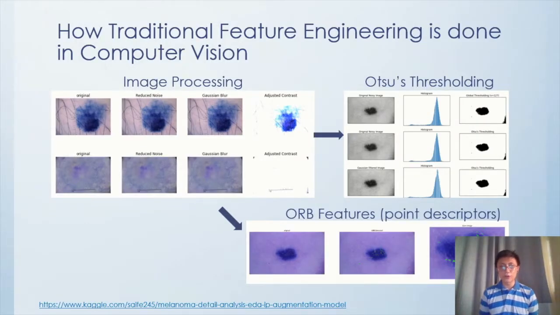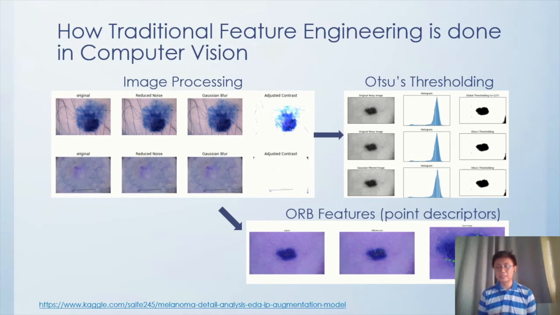Before the rise of deep learning, traditional feature engineering in computer vision was done with a lot of image processing to help the researcher elevate the sites of interest. So for example, on the left side, if you have the original image, you can employ techniques to reduce noise in the image. Then you can employ different versions of Gaussian blur. And then you can also adjust the contrast of the image so that only the particular sites of your interest would pop up.